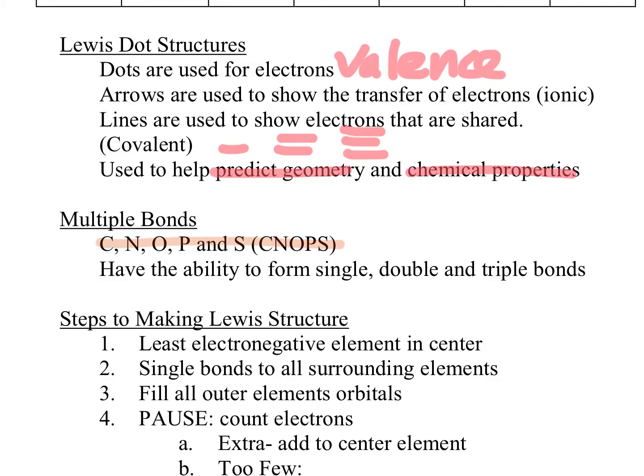So we have CNOPS. These are all pretty electronegative. They also have locations enough for 2 or 3 electrons to be added. So they have enough space to make doubles and triples.